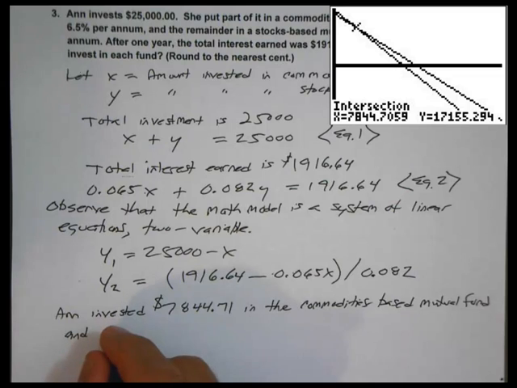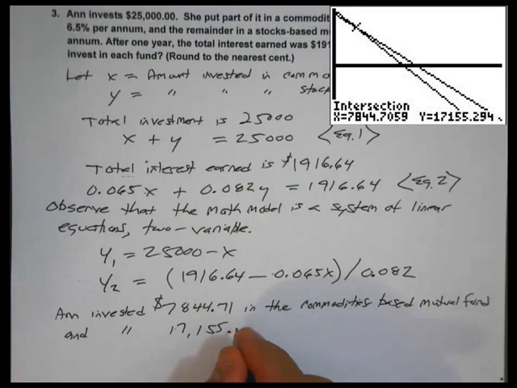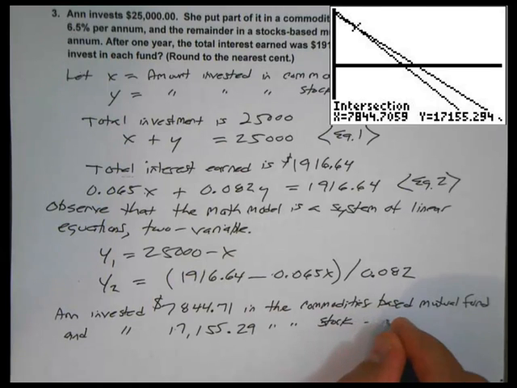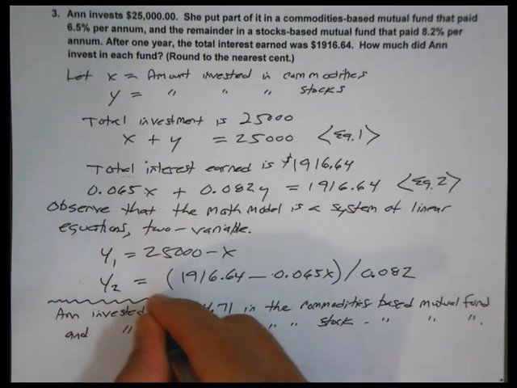and invested, ditto marks here, reading that y value there and rounding it to the nearest cent, 17,155.29 in the stock based mutual fund. Well, this is our big conclusion of this question, so this will go in the prominent cloud.